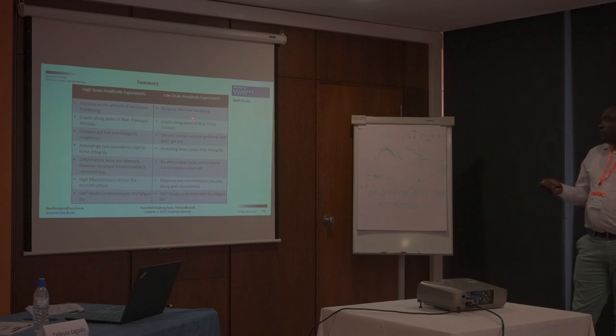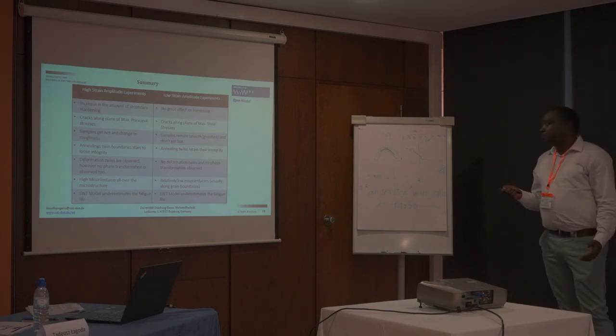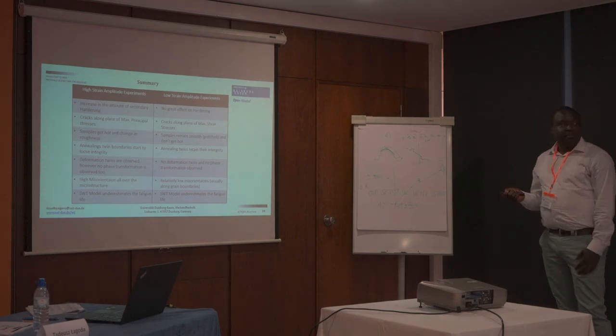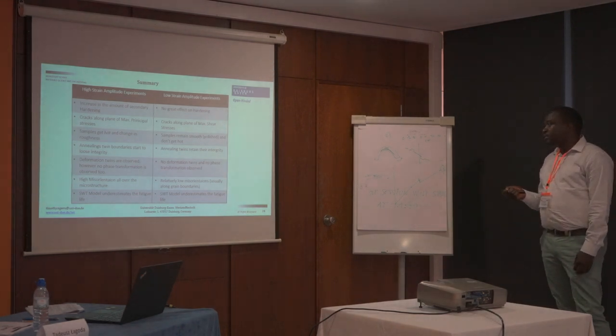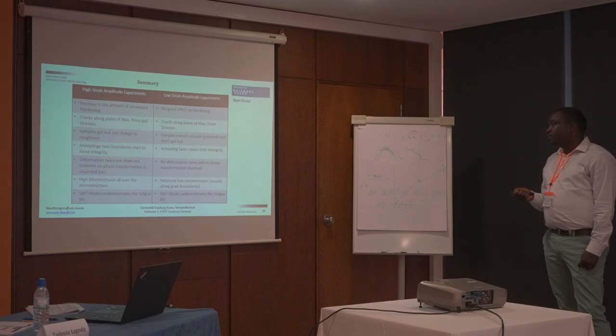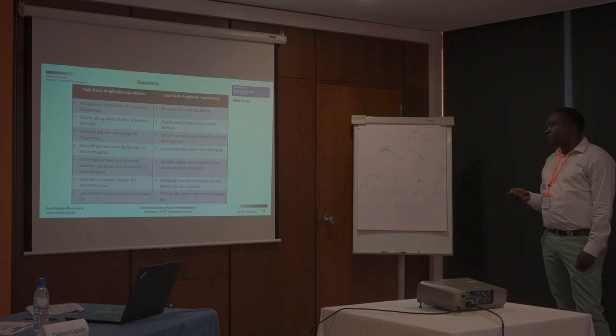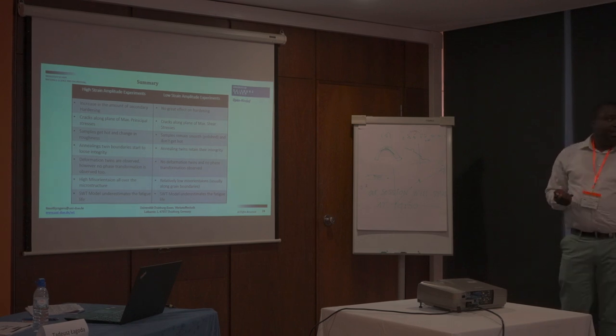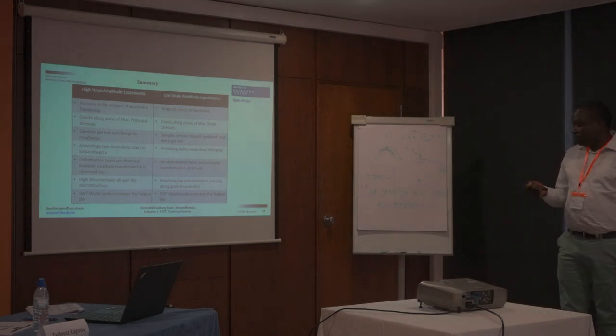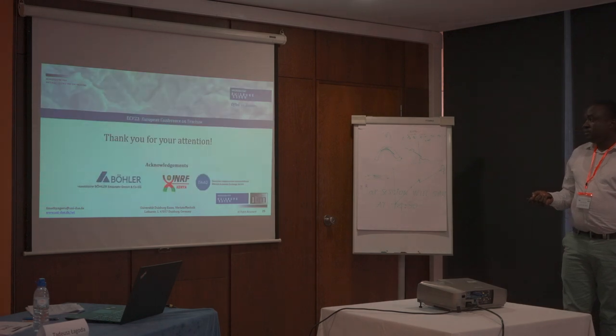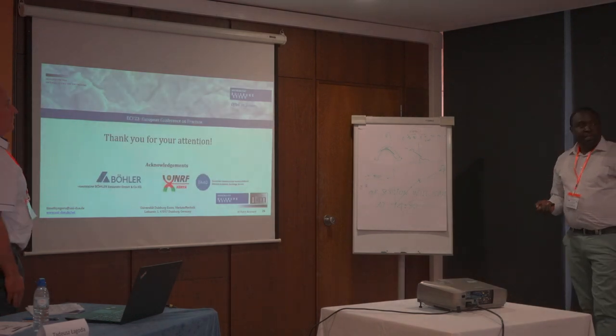For the low strain amplitudes, there's no great effect on hardening. The cracks are along planes of maximum shear stress. The samples remain smooth and they don't heat up. The annealing twins retain their integrity. There are no deformation twins, there is no phase transformation, and there's relatively low misorientation. Generally, the Smith-Watson-Topper model does not apply for this type of material and for this strength. So thank you for your attention.